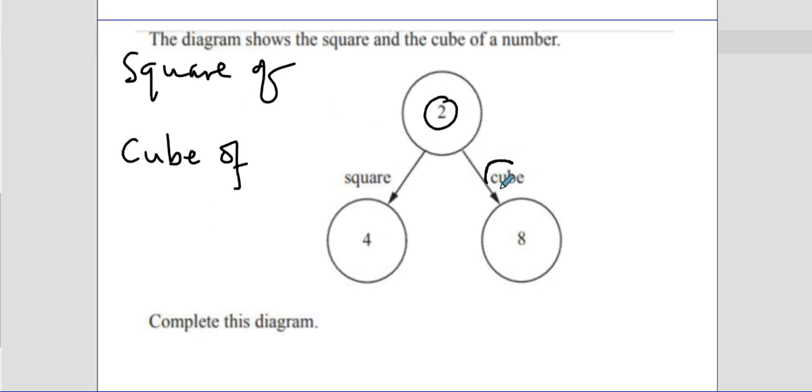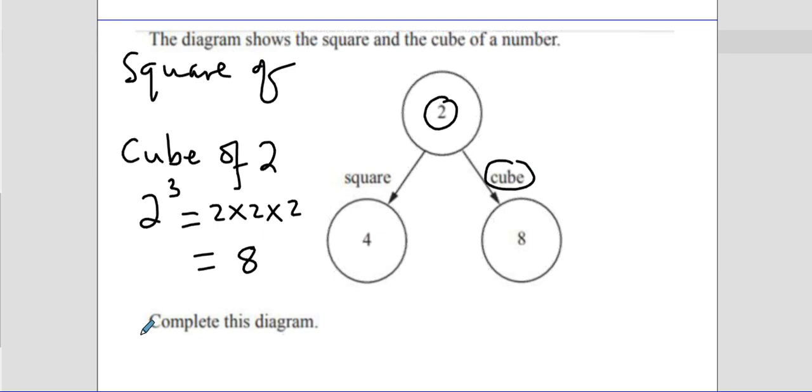2 cube, that means cube of 2. What does cube of 2 mean? That means 2 to the power of 3. And what does 2 to the power of 3 mean? It means 2 times 2 times 2. And this is 8. So 2 cube, the answer is 8.